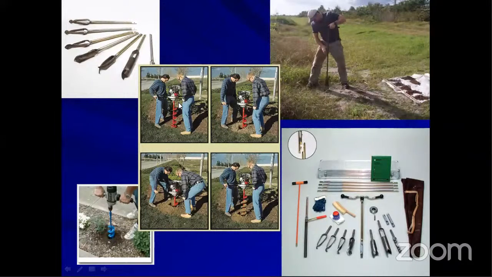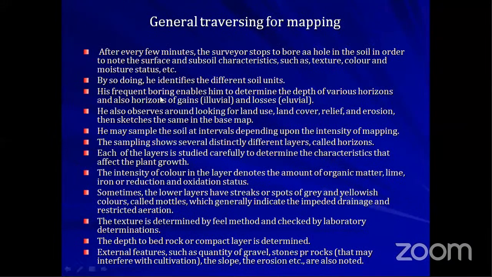So, general traversing of mapping. By using this auger sampling we can see the layers, the different grains, whether there are any river grains or alluvial, or highly coarse sand particles. And when the lower side of the auger shows clay particles, we can say alluvial conditions are there. Also, if there is any intense coloring, black and muddy color or orange color, or sometimes we can see some mottles, as we naturally call them.